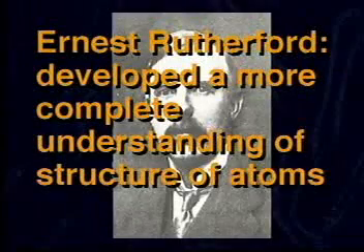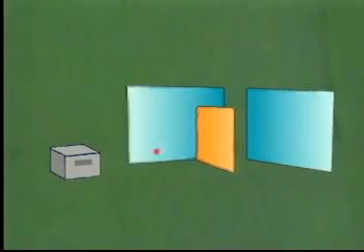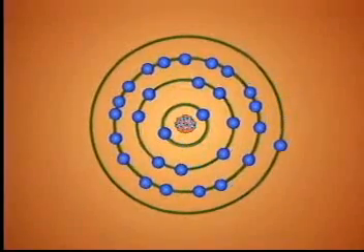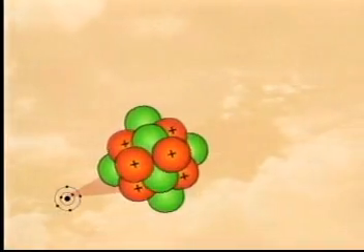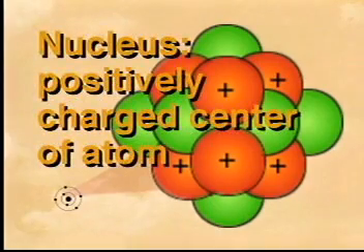In 1911, Ernest Rutherford added more to our understanding of the atom. He fired a stream of positively charged particles at a thin sheet of gold foil. He found that most particles passed right through the gold atoms in the sheet of foil. He concluded the atoms were mostly made of space. Some particles, however, were deflected by the gold foil. He concluded that the atom had a small, dense, positively charged center that repelled the positively charged bullets. He called the center of the atom the nucleus.